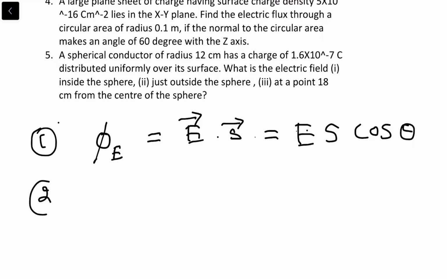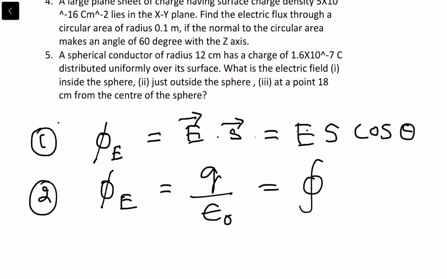Second, according to Gauss theorem, the flux through any closed surface is equal to Q by epsilon naught, where Q is the total charge enclosed by the surface and epsilon naught is the permittivity of free space. That is equal to the same thing, E bar dot delta S bar, for the total area.